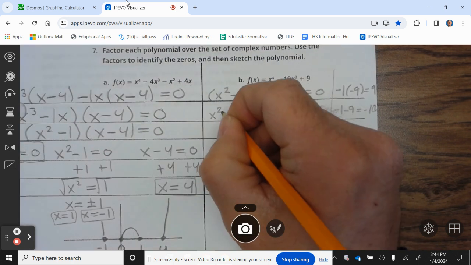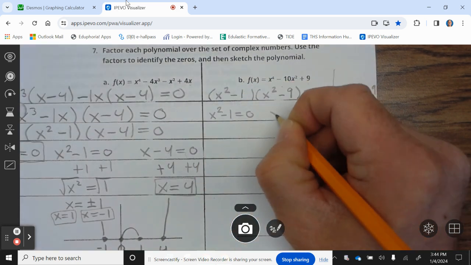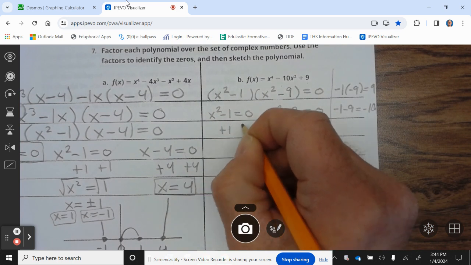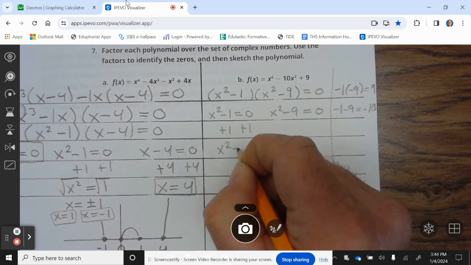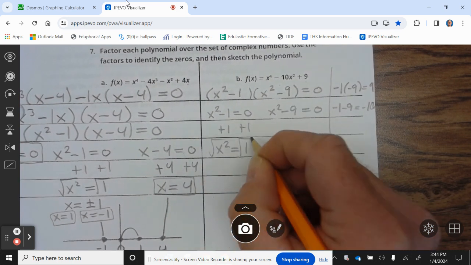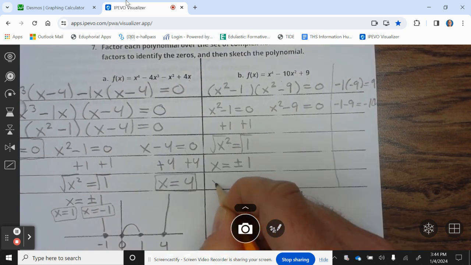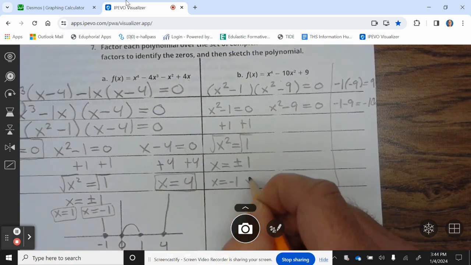So x squared minus 1 equal to 0, x squared minus 9 equal to 0. Add 1 to both sides, you get x squared equals 1. Take the square root of both sides. X equals plus or minus 1, so x equals negative 1, x equals 1.